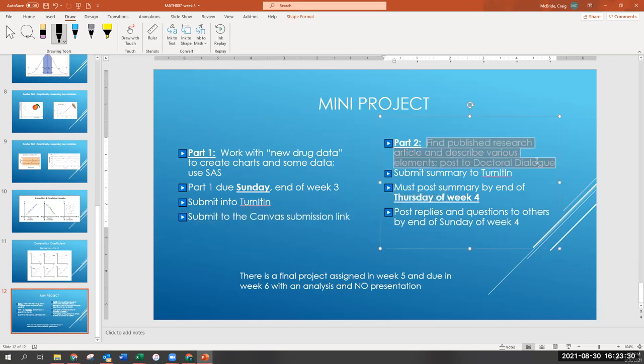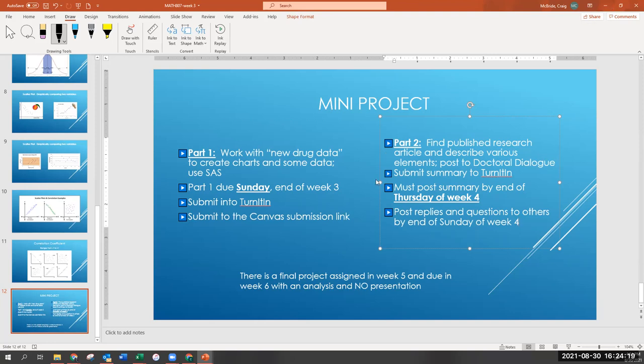Now, your critique, you do need to submit to Turnitin. That's really the only thing that's submitted to Turnitin. And you want to get that submitted by Thursday. So you have to have your summary posted in the discussion by Thursday, have your paper turned in to Turnitin by Thursday, and then you have until the end of the week, basically Sunday, to post your two replies. You're supposed to read somebody else's summary and then reply on it, like point out something: hey, wow, did you think about looking at this? Just make some sort of substantial reply, not just, great job, right? That's not moving the conversation forward.